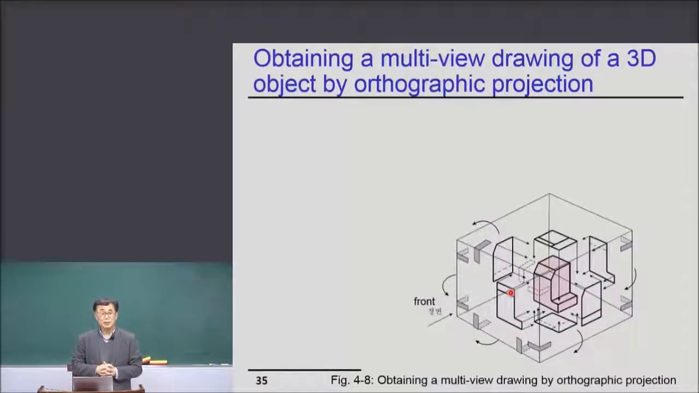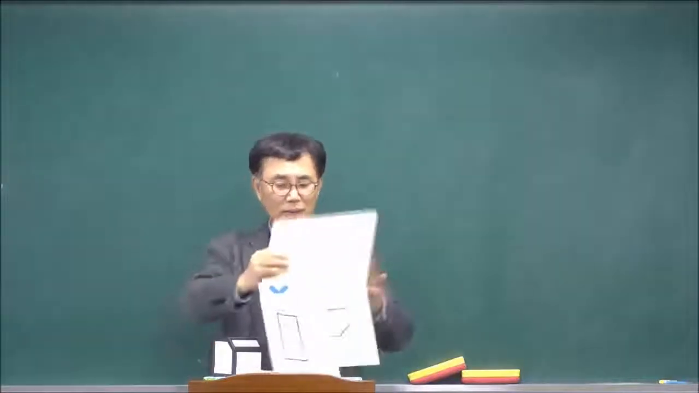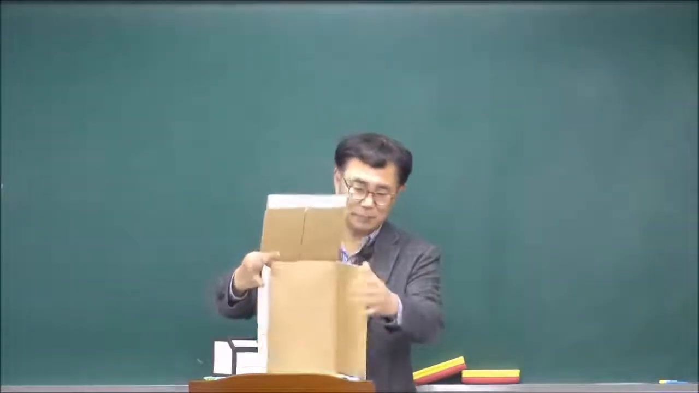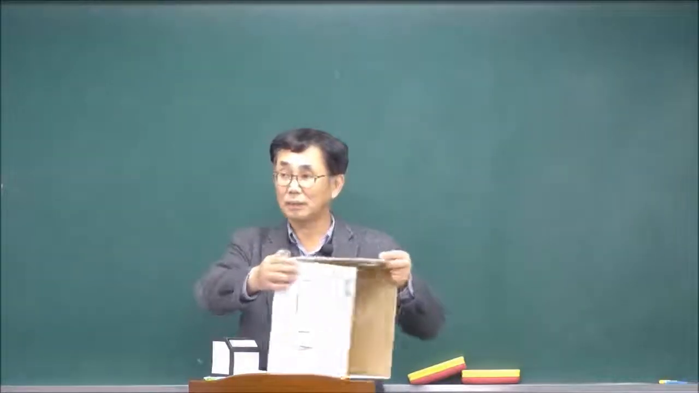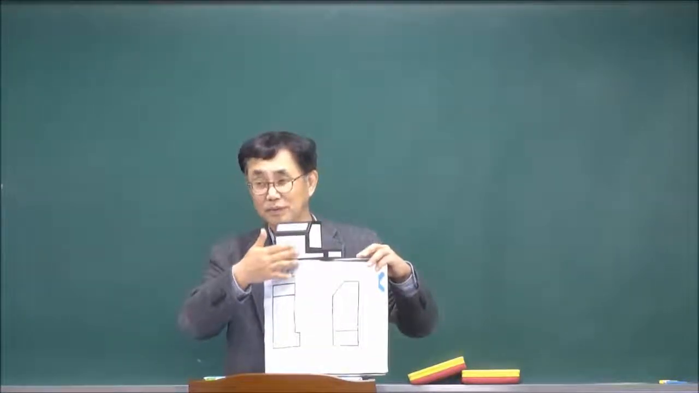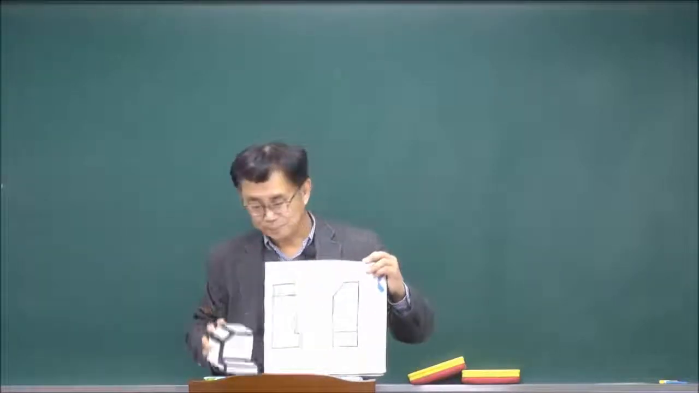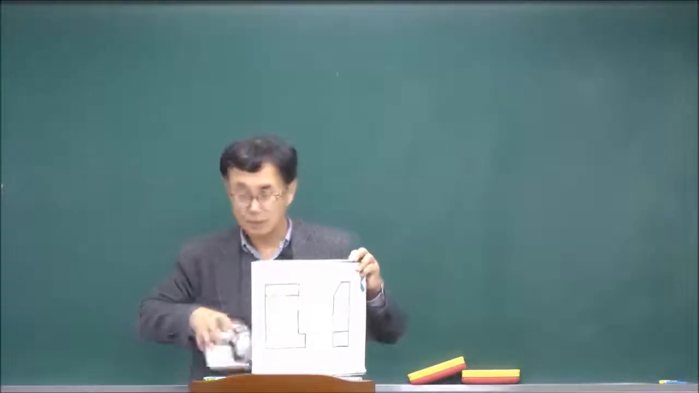Then how are you going to make a multi-view drawing? It's simple, right? I'm bringing one object here, so let's go to the blackboard. As I explained just before, this is the 3D object. Now let's assume that this is the glass box. Even if it is not transparent, let's assume that this is a glass box. I explained that we select the specific surface of the 3D object, and then locate this surface parallel to one plane of the glass box.